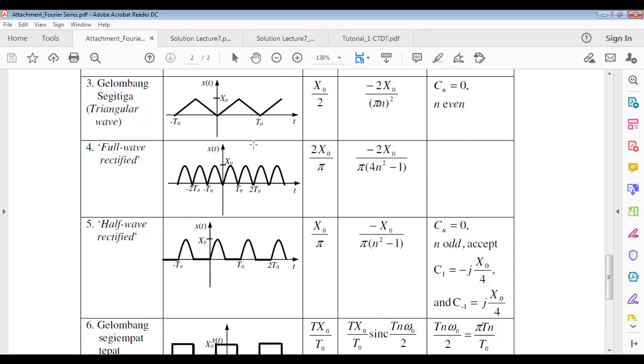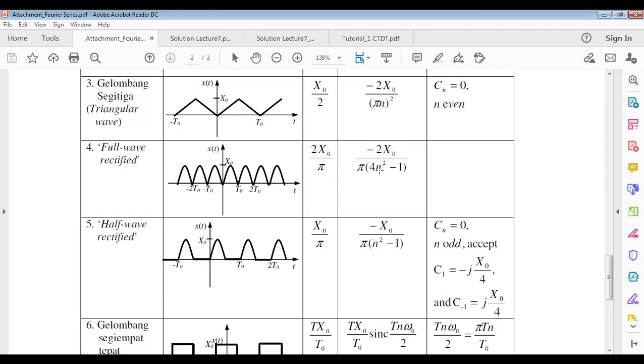Yeah, so we can use signal number 4, in which by selecting x naught equals to 1, we are now trying to substitute n equals to 1 and n equals to 2. So yeah, 1 and 2. Okay, for x naught equals to 1, we know that the c naught shall be equals to 2 over pi. Okay, here should be a negative 2 over pi for n squared minus 1.